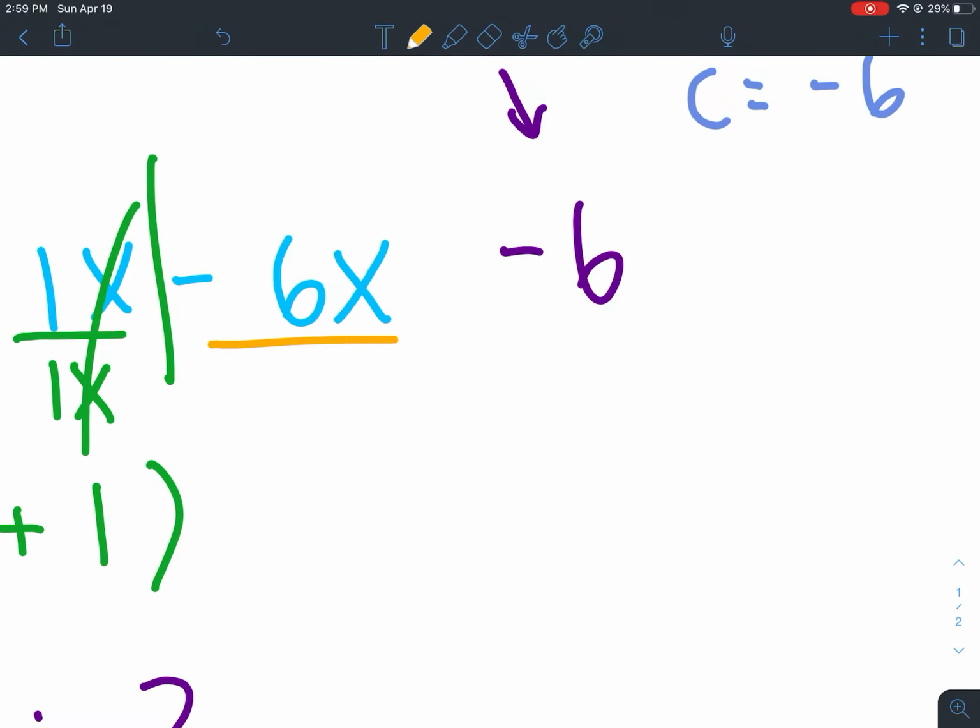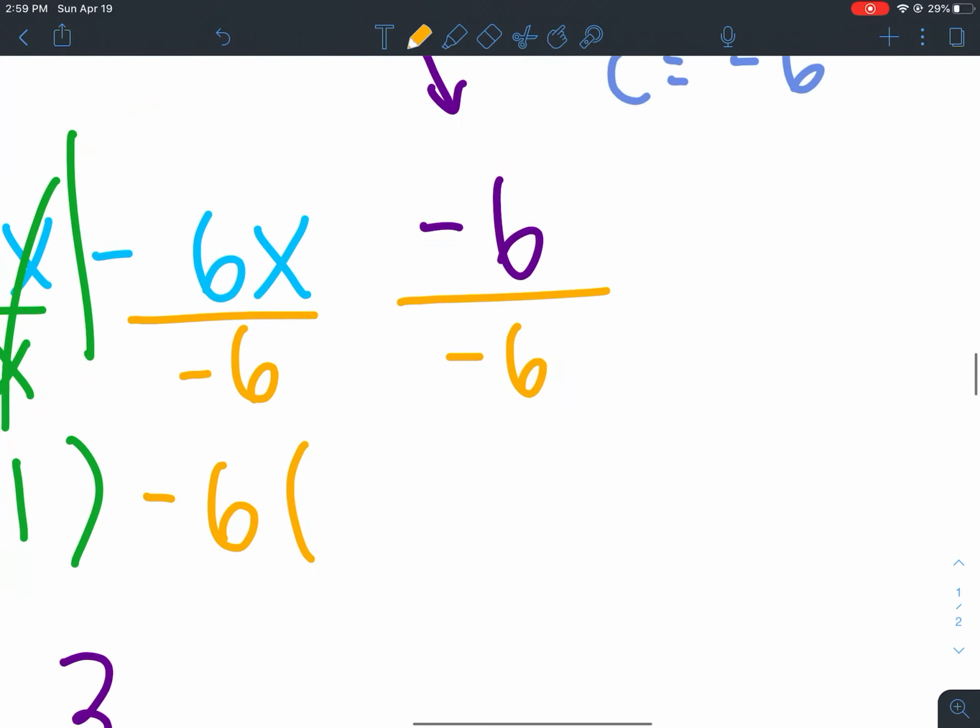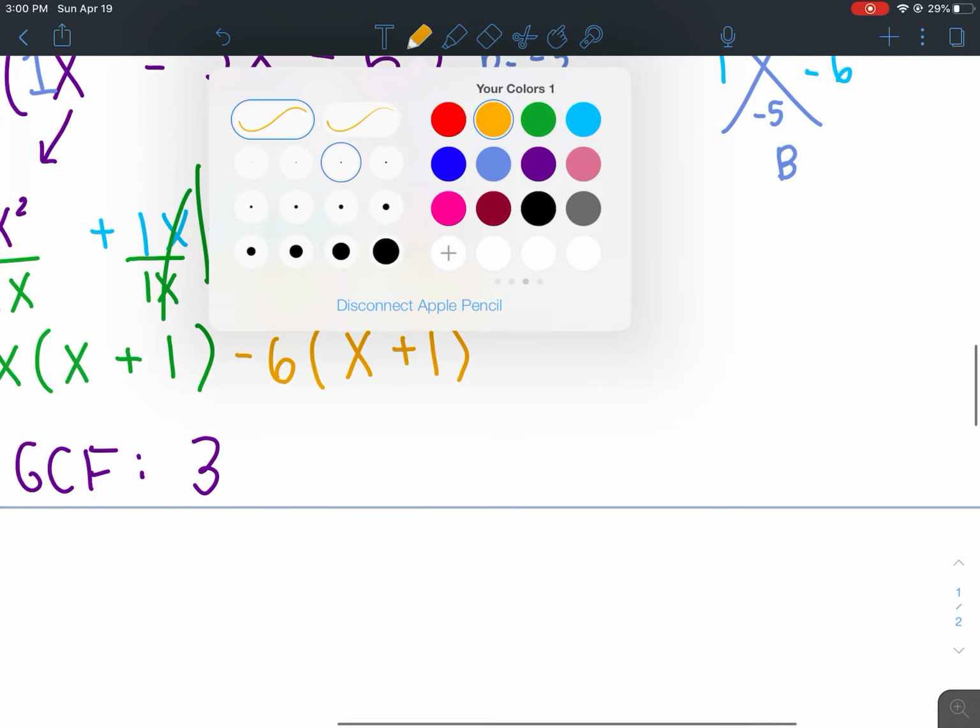Over here, the largest number I can take out is a 6. I cannot take out any x's. What do you notice about the first term in this group? It is negative, so you have to take out a negative 6. So you would have negative 6 when you take it out. And then negative 6 divided by negative 6 is positive 1. So I just have positive 1x on the inside. Negative 6 divided by negative 6 is positive 1. My parentheses match, so I am golden.